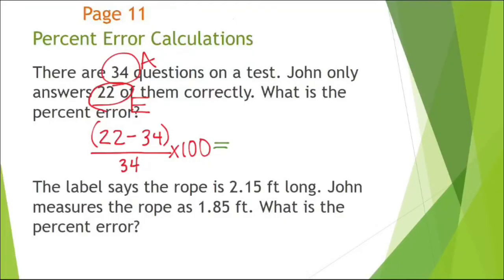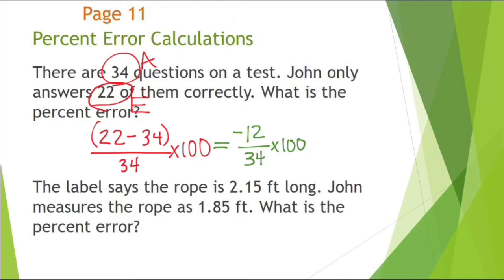If I start by doing 22 minus 34, yes, that is going to be a negative number, negative 12 to be exact, and that negative just tells us that he was below where he should have been. And that makes sense. On a test, normally, if you're making errors, your grade is going to be lower than a 100. But in chemistry, we can be off.